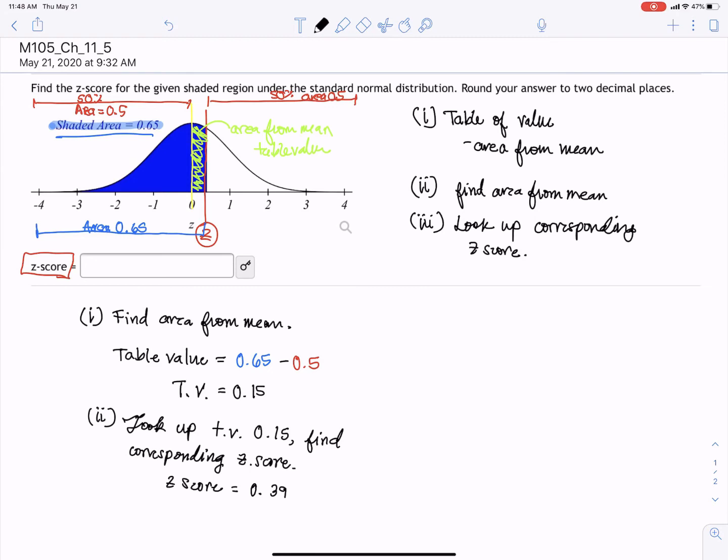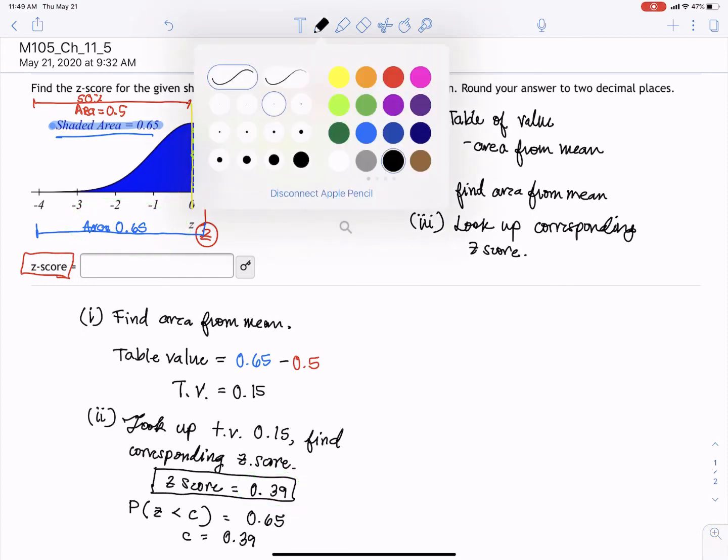Another way I could write it is saying that the probability of a z-score less than some value c is equal to 0.65, where c is equal to 0.39. So you may see it either way, but essentially you're just finding a z-score that corresponds to a certain area.